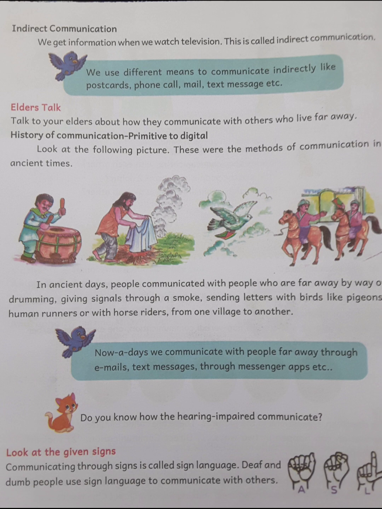History of communication, primitive to digital. Look at the following picture. These were the methods of communication in ancient times. In ancient days, people communicated with people who were far away by drumming, giving signals through smoke, sending letters with birds like pigeons, human runners or horse riders, from one village to another. Nowadays we communicate with people far away through emails, text messages, messenger apps, etc.